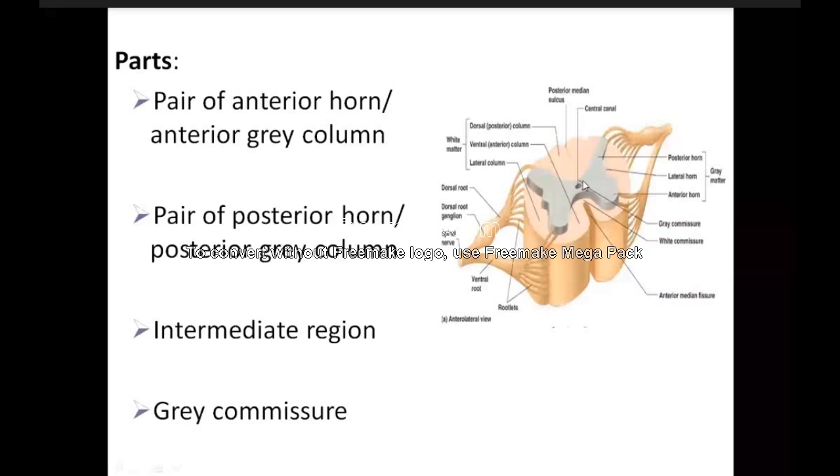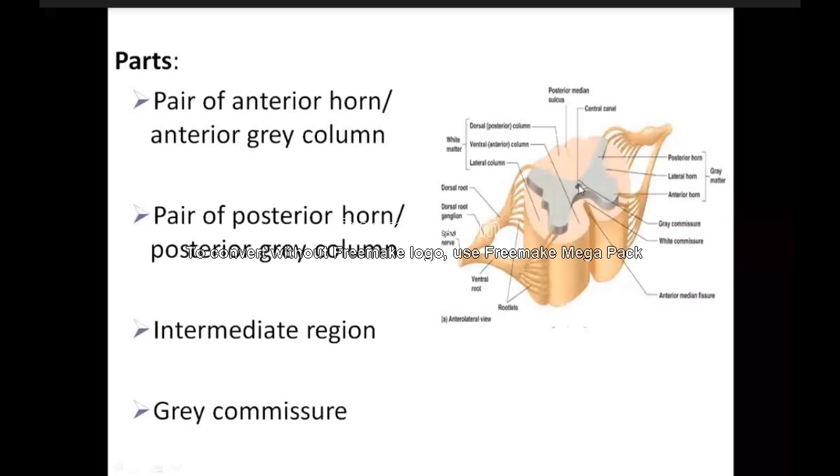So what are the different parts in the internal features of the gray matter? You have an anterior horn and a posterior horn. Between these two is the intermediate region, and the part which contains the central canal is the gray commissure, right?